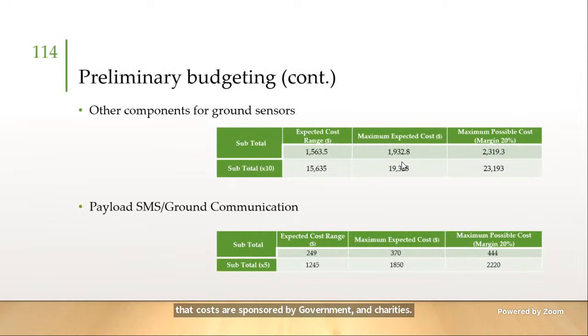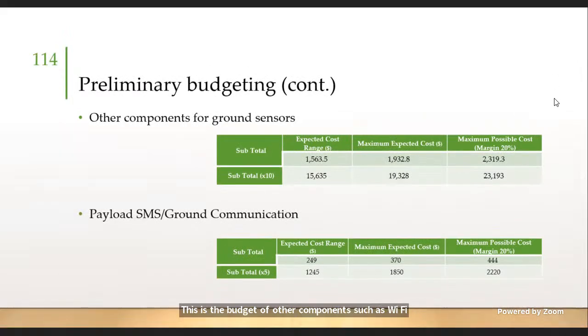This is the budget of other components such as lithium-ion rechargeable batteries, edge control, and etc. The payload SMS ground communication costs consist of the ultra-high frequency antenna, high power amplifier, and of course the Arduino rotator. You can turn over.